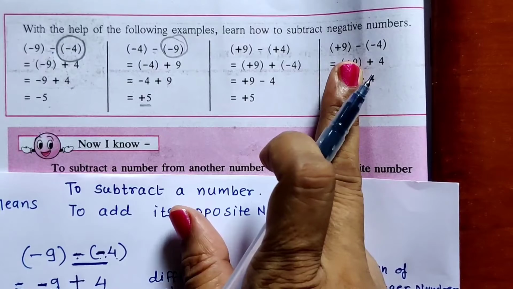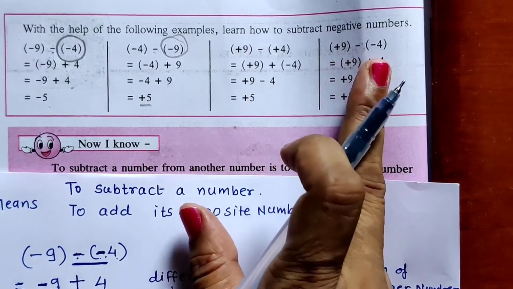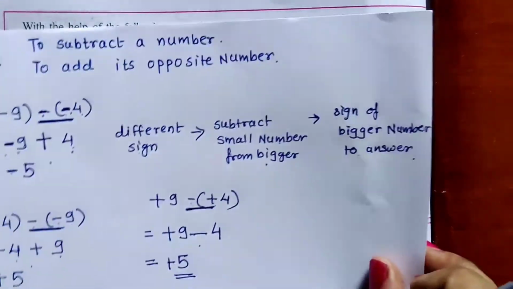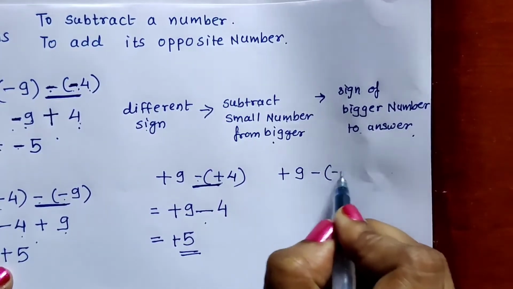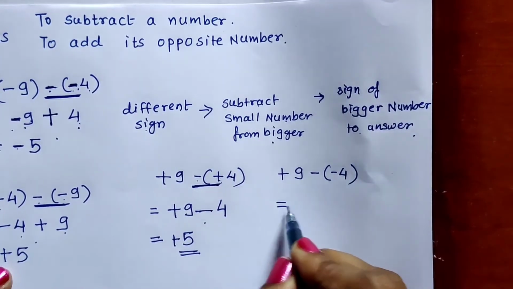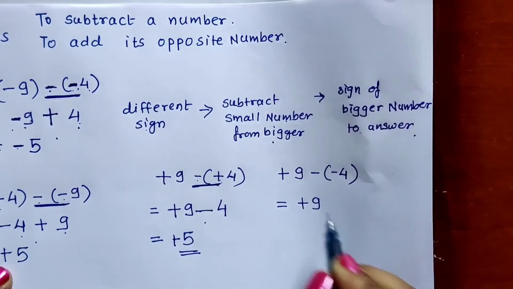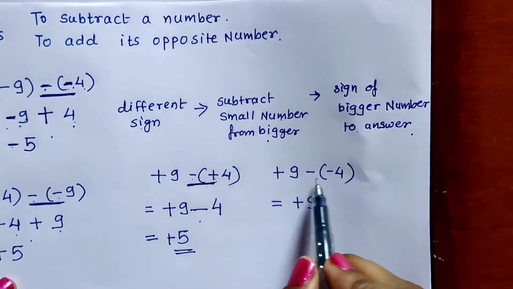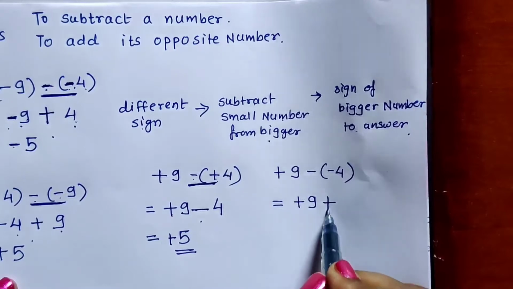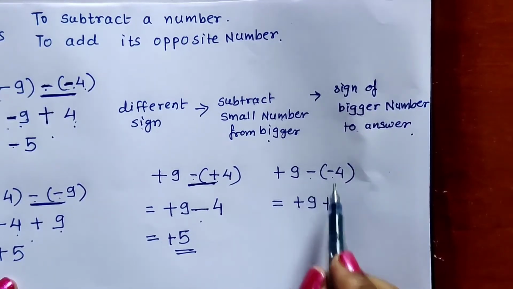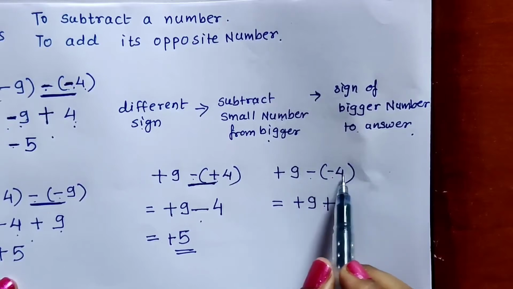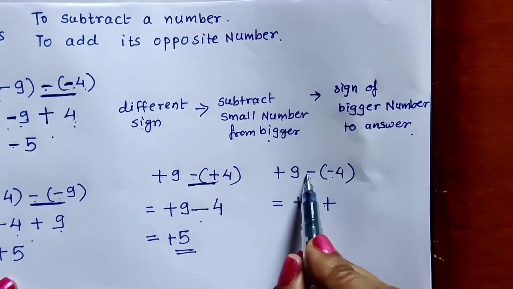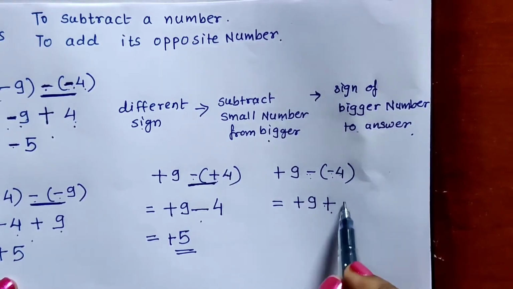Now let us see this last sum, plus 9 minus minus 4. Here I will write plus 9 minus minus 4. So again the first number we write as it is, plus 9, and then minus minus combine, make one single sign, it becomes plus. So 9 plus, and this 4 as it is.